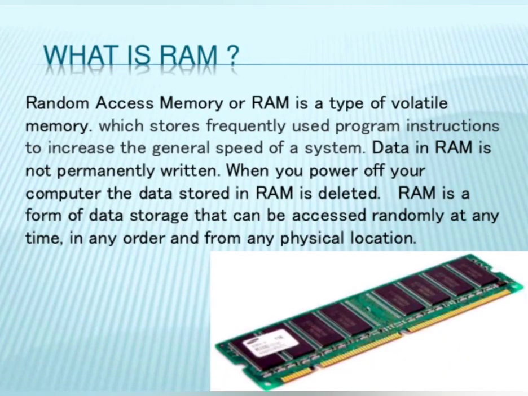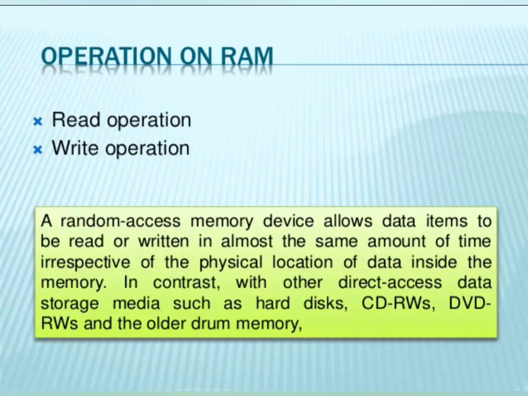Then what is RAM? Random access memory or RAM is a type of volatile memory which stores frequently used program instructions to increase the general speed of the system. Data in RAM is not permanently written. RAM is a form of data storage that can be accessed randomly at any time, in any order and from any physical location. Now see the operations of RAM: read operation and write operation.